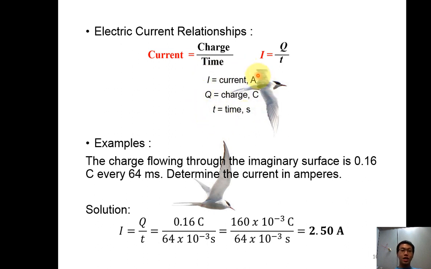The units are non-italic. Example: the charge flowing through the imaginary surface is 0.16 coulomb every 64 milliseconds. Milli is a prefix; milli means 10 to the power of minus 3. Determine the current in amperes. Solution: we apply this formula, I equals Q divided by T, where Q is 0.16 coulomb, divided by 64 times 10 to the power minus 3, because this is milli, equals 160 times 10 to the power minus 3, which becomes 2.5 ampere.